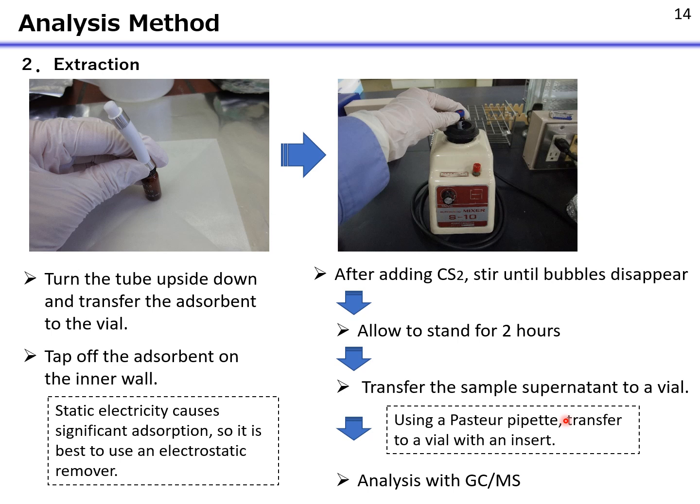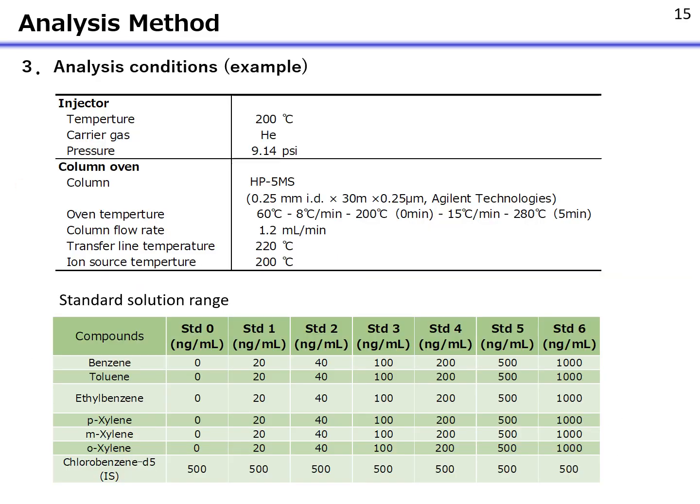Transfer the extracted supernatant to another vial. Use a pass-through pipette to transfer the supernatant to the vial containing the insert. It is then analyzed by GCMS. Next, I have shown an example of the analysis conditions. Those conditions are the conditions I used for my analysis.